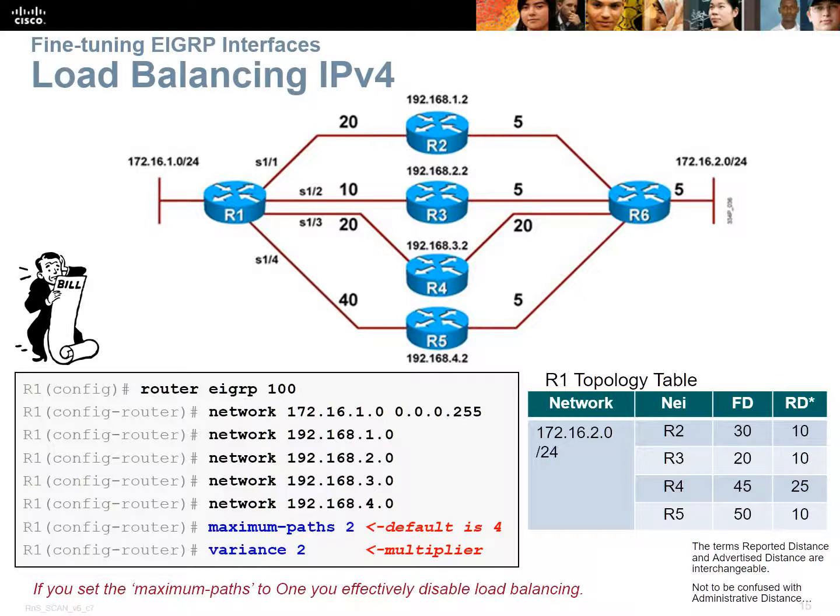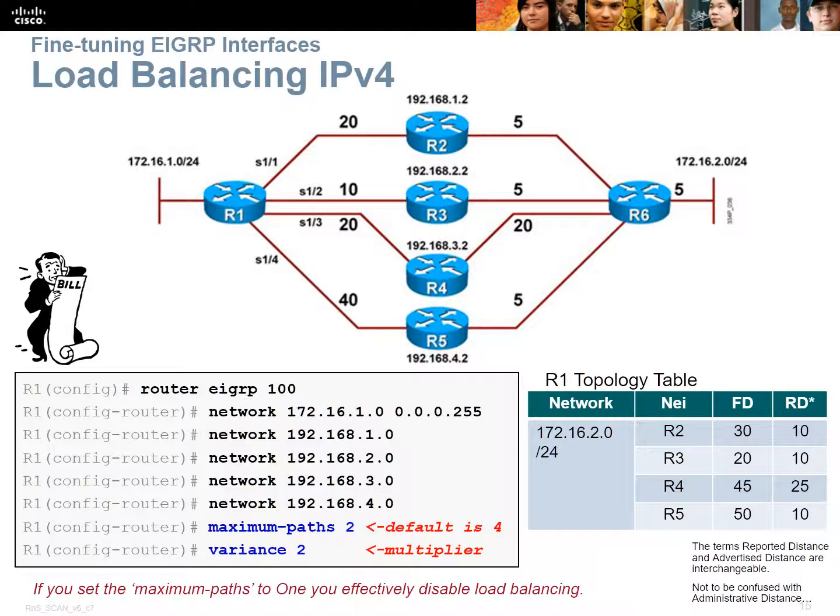But if we said variance of 3, then that would be 20 times 3. So therefore, all 4 routers would be used load balancing from left to right. And with some of those links being a lot slower than the others, your voice and video traffic would get pretty funky. But you can also tune that with the maximum paths.